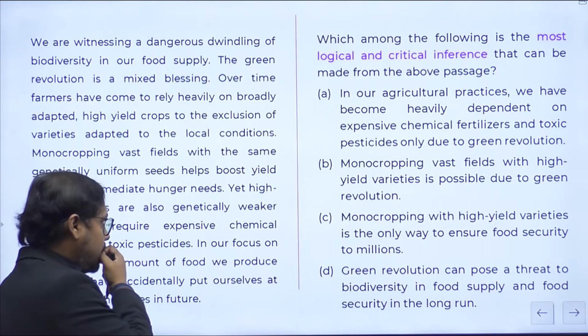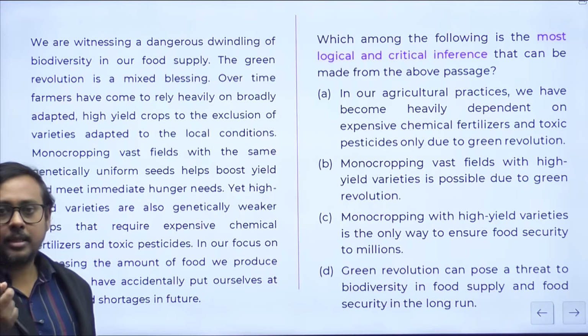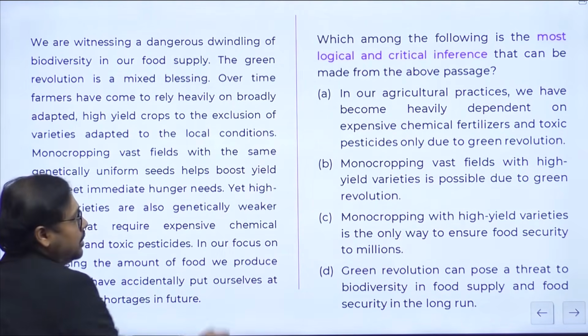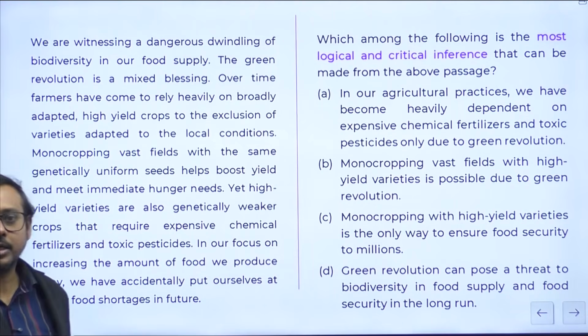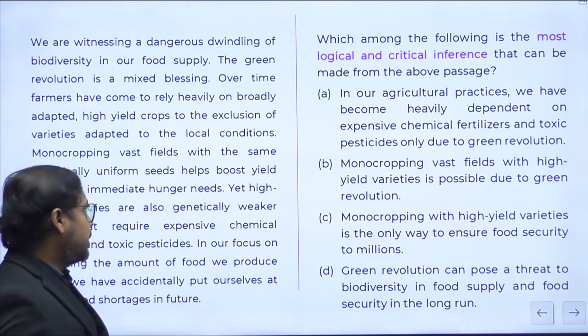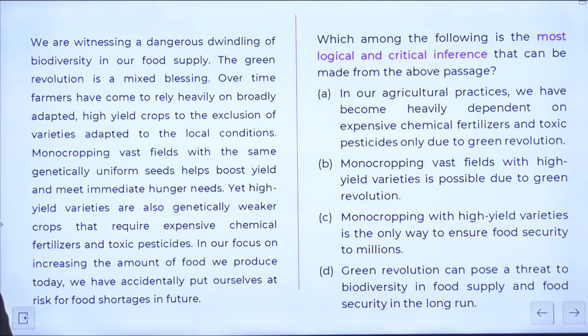Right. Another reason why this is wrong, because again the stress word is here. The focus here is not on monocropping, because the author has diverted towards issues and risks. In our agriculture practices, we have become heavily dependent on expensive chemical fertilizers and toxic pesticides only due to green revolution.